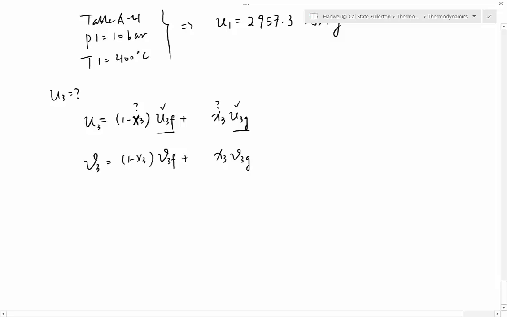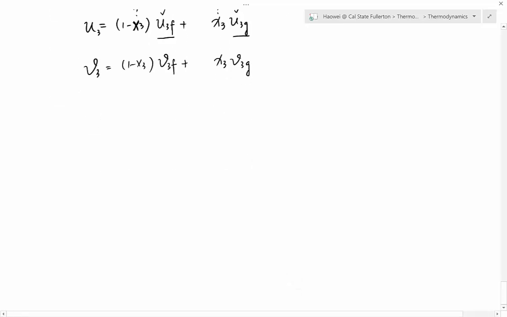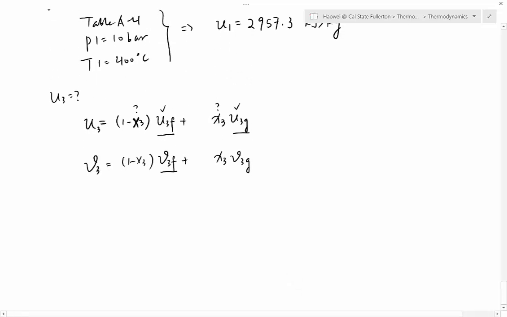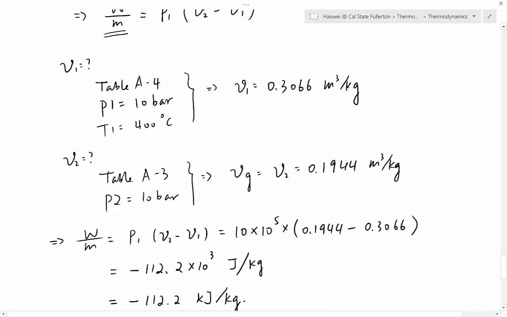Let's take a look at this equation. Is it possible for us to find x3 from this equation? First of all, nu3f, nu3g. About those two, like I said before, anything about point F and point G can be easily found from the table. So I can easily find those two. And x3, I don't have the one I'm looking for. Next one, what about nu3?